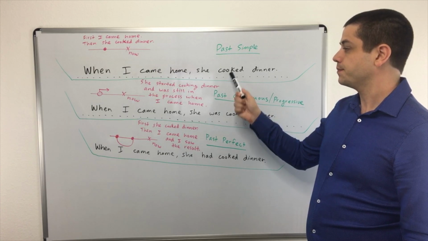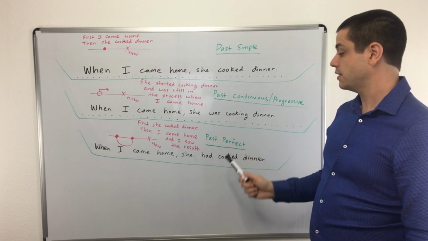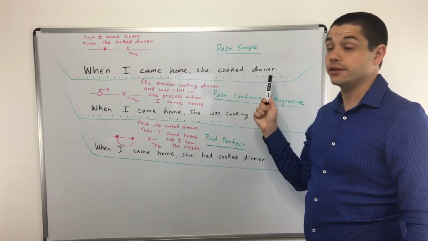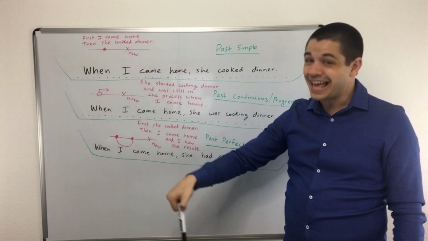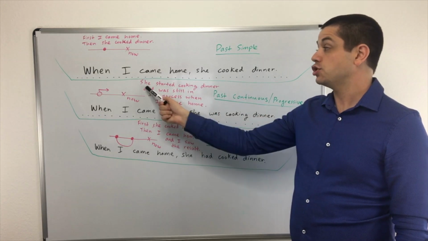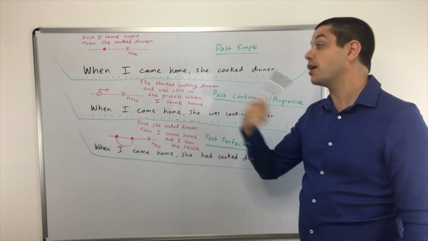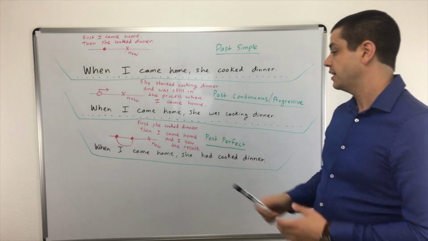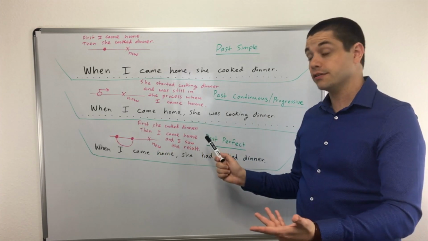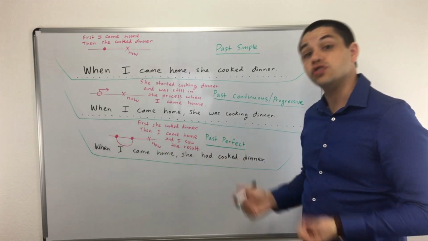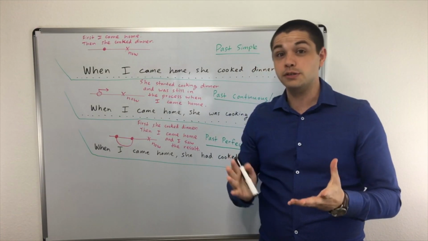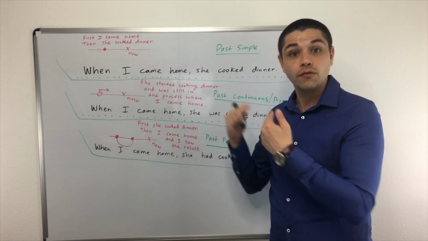Here we have past simple, past continuous or progressive, and past perfect. Again, when I came home, she cooked dinner. This means first I came home and then she cooked dinner. When I came home, she was cooking dinner. This means she started cooking dinner and was still in the process when I came home. And when I came home, she had cooked dinner. This means first she cooked dinner, then I came home and I saw the result. So I hope that quick, short lesson helps you understand the difference between these three past tense verbs.